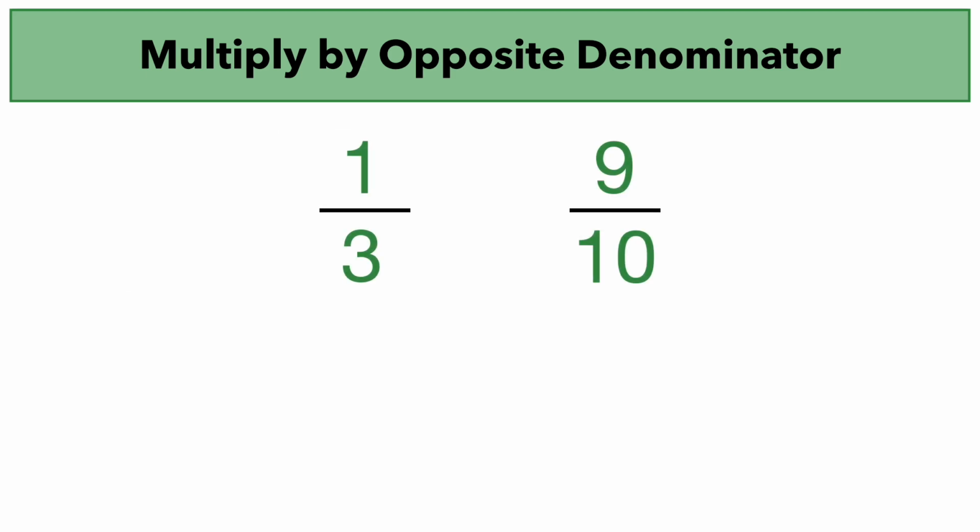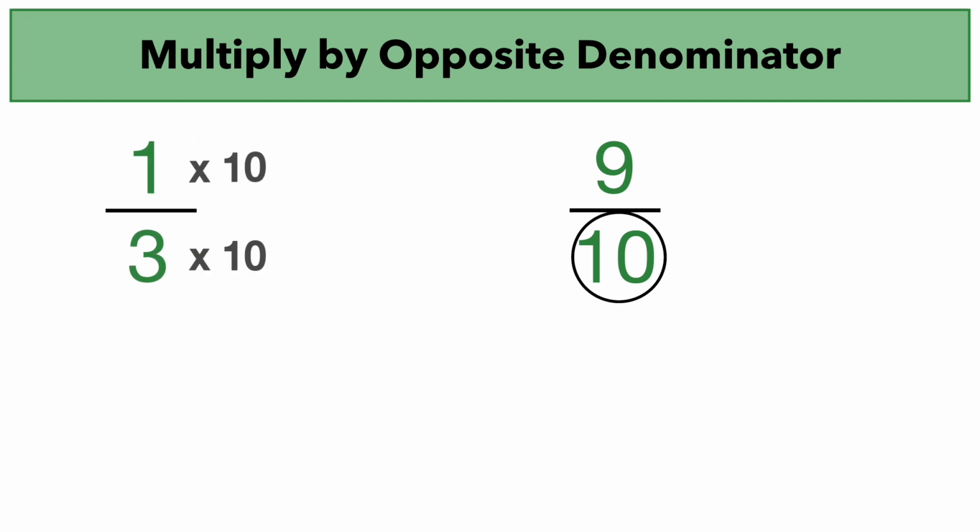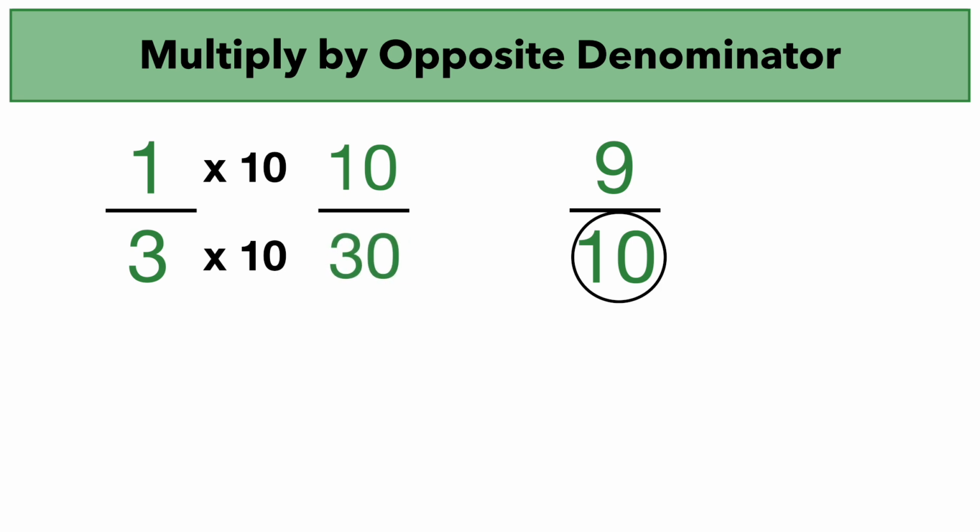Let's do a few more examples without the visual. So 1/3 and 9/10. We want to get these common using the multiply by opposite. So we're going to multiply 1/3 by 10 on the top and the bottom. So 1 times 10 is 10. 3 times 10 is 30.